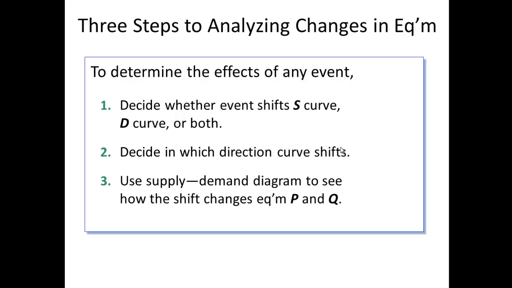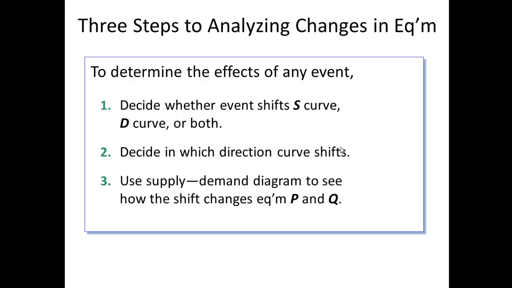So if we see that gas prices went from $3.49 to $3.29, did it cause a shift in the supply curve or the demand curve or both? In that instance, only price changed. We went from $3.49 to $3.29, so neither the supply curve nor the demand curve shifted. It was just a change in price, so equilibrium did not change.